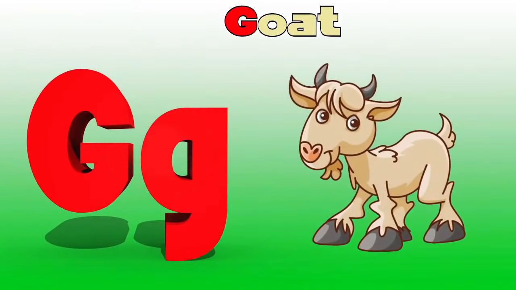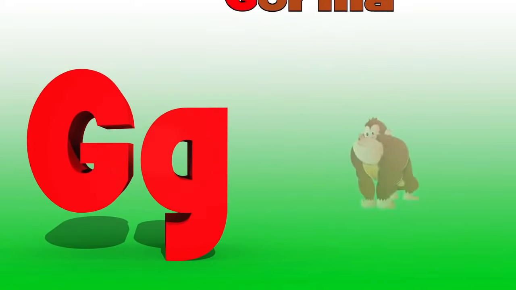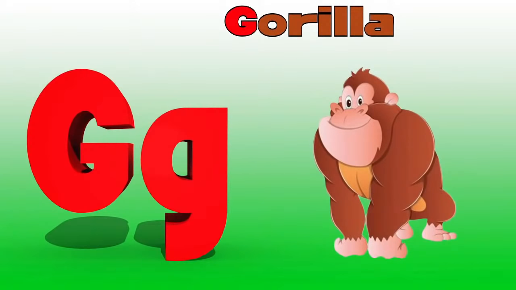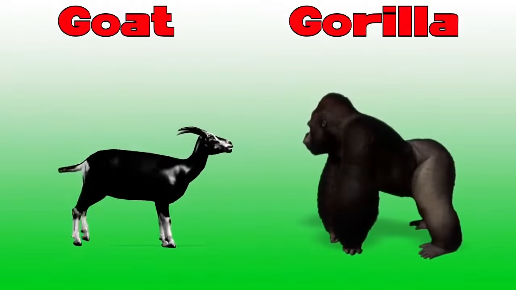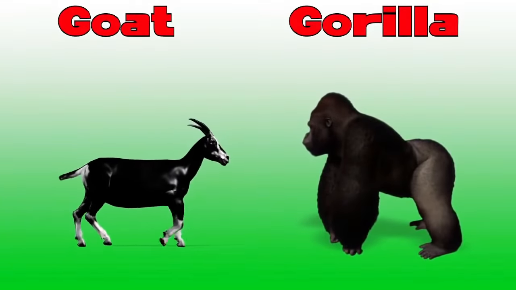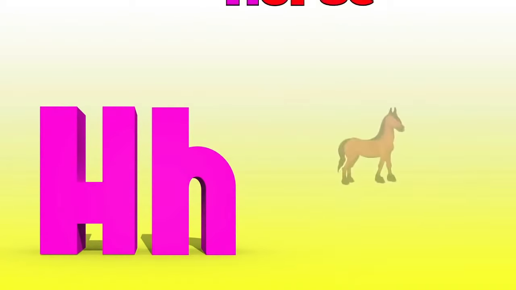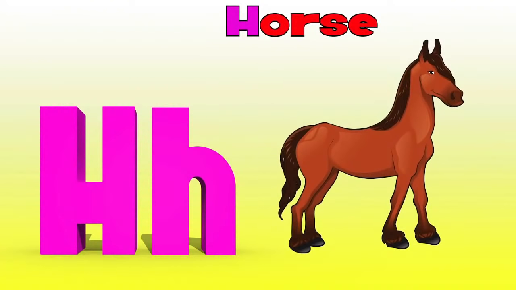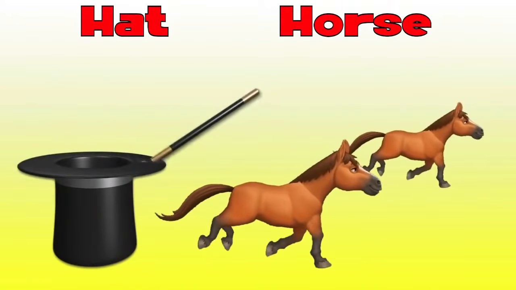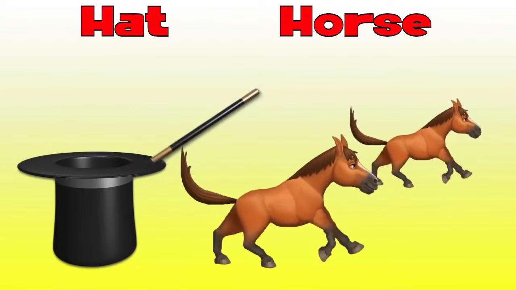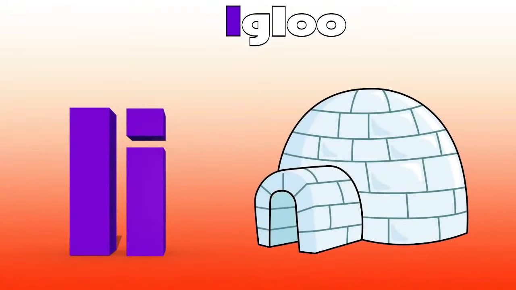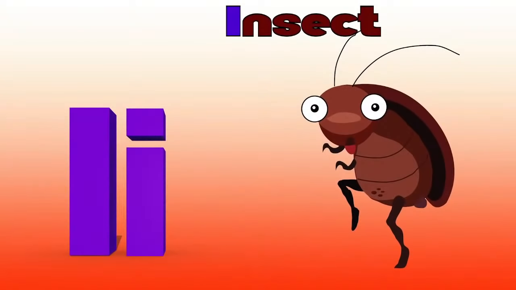G for goat. G for gorilla. H for hat. H for horse. I for igloo. I for insect.